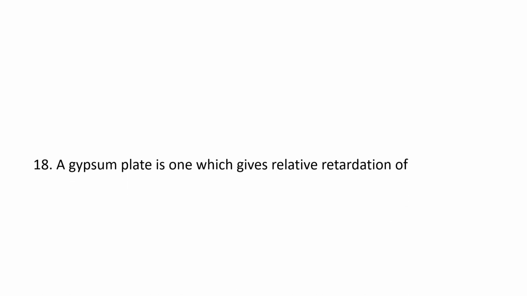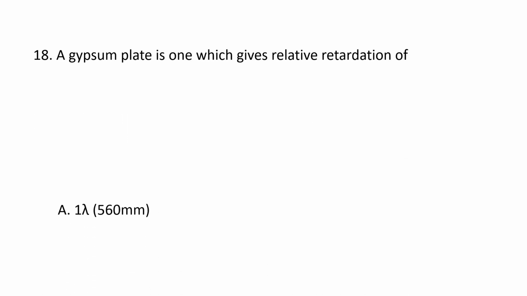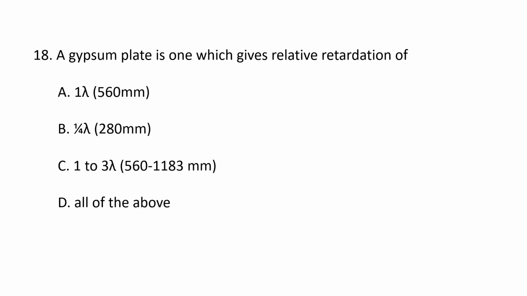Next question. A gypsum plate is one which gives relative retardation of A. 1 lambda, that is 560 millimeters, B. 1 by 4 lambda, 280 millimeters, C. 1 to 3 lambda, that is 560 to 1183 millimeters, and D. All of the above. A gypsum plate is one which gives a relative retardation of 1 lambda, or sensitive tint plate. It is a retardation plate that gives a relative retardation of approximately 550 nanometers.